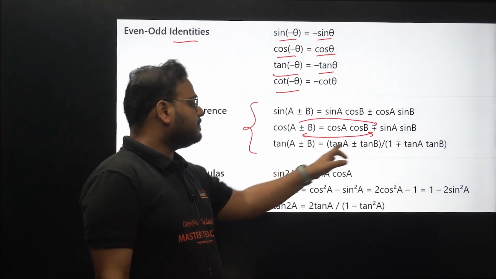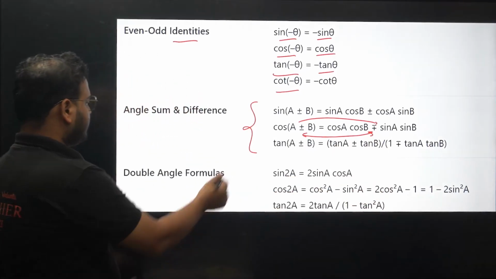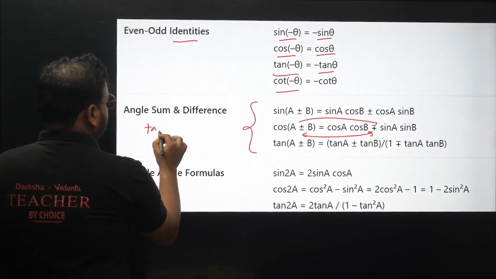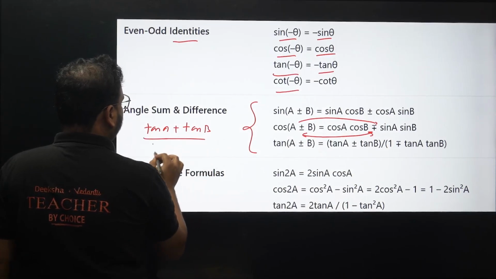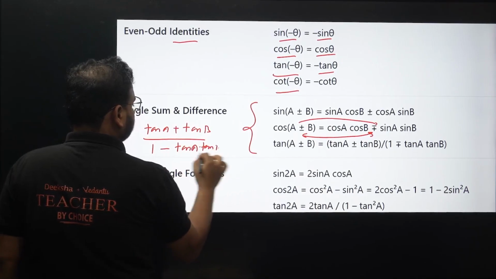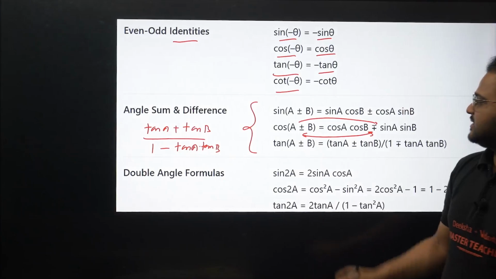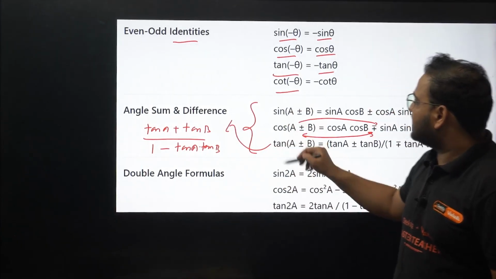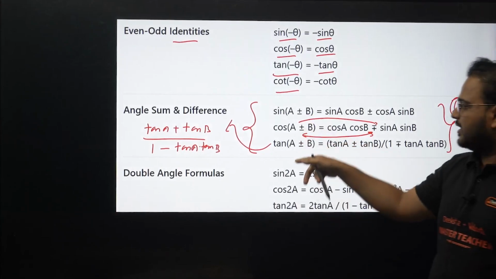Tan of A plus B, we have a formula, tan A plus tan B divided by 1 minus tan A tan B. This is very important. This is for this part. So basically you have 6 formulas over here. Please check, 2 for each term.